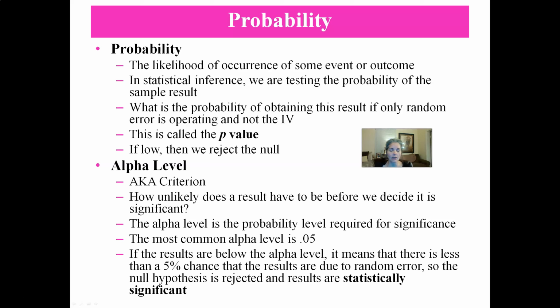So alpha level can also be called a criterion sometimes, but it's basically saying how likely is this result, or what's the threshold we have to meet in order to reach statistical significance? How likely does it have to be for us to determine it was significant or for us to reject the null? Most commonly, it's 5%. You do see more contemporary research at 1%, and if the results are below the alpha level, then it's said to be statistically significant.